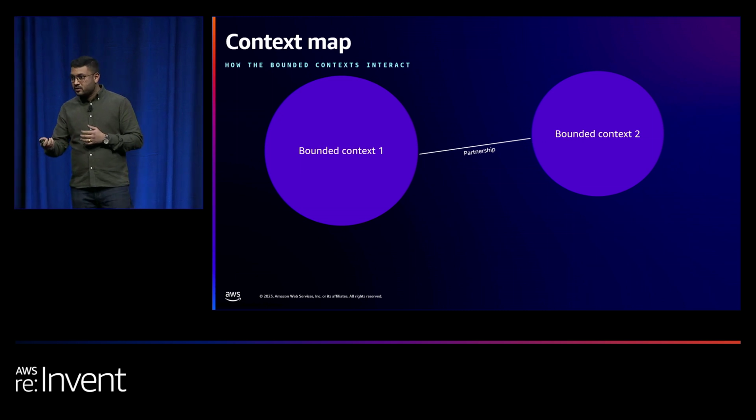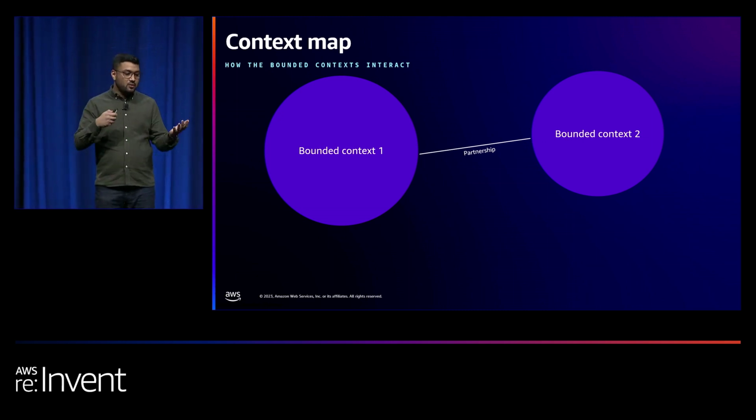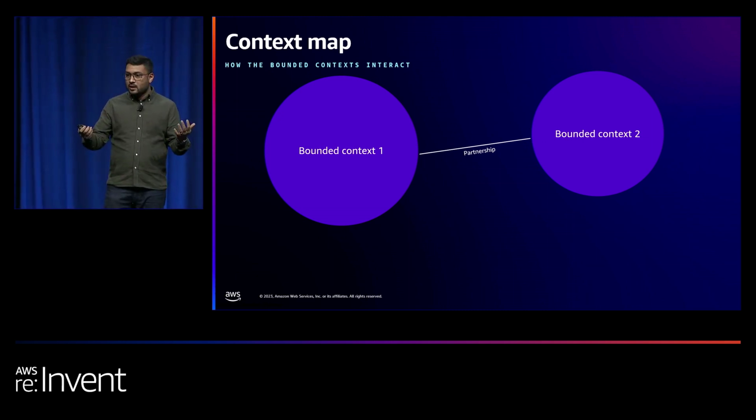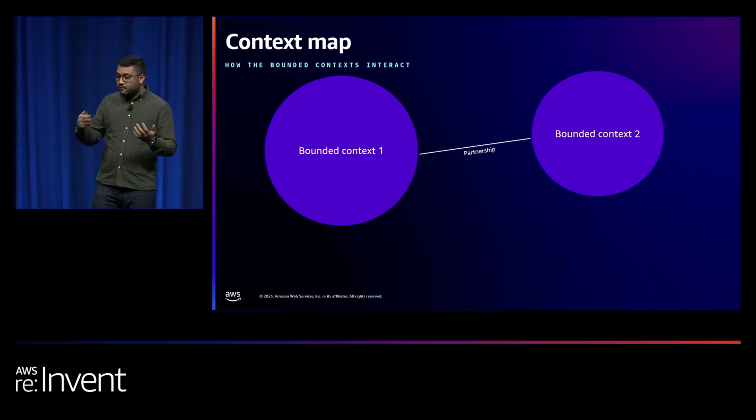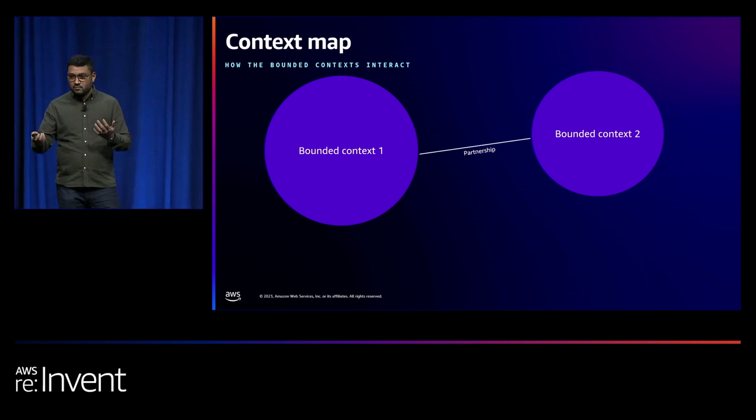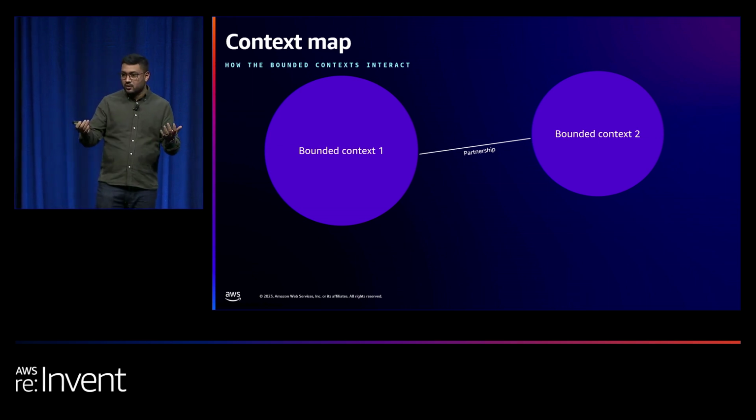One of them is partnership, which means bounded context 1 and bounded context 2 are going to sit together and define how they are going to interact with each other. This is required when there are 2 pieces of software that are equally important in your area.